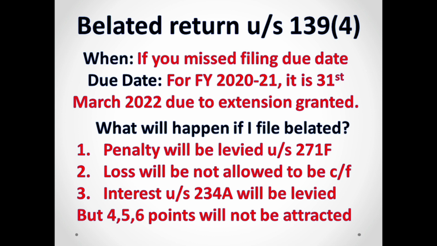So house property loss can be carried forward, but other losses like short-term capital loss or long-term capital loss, whatever shares loss you have, cannot be carried forward. Next one, interest under section 234A, 1% per month or part of a month till the date of filing, will be levied. But 4, 5, 6, that is the penalty under section 270A and the prosecution and the best judgment assessment, which I told in the earlier slides, will not be attracted in this belated return of income.